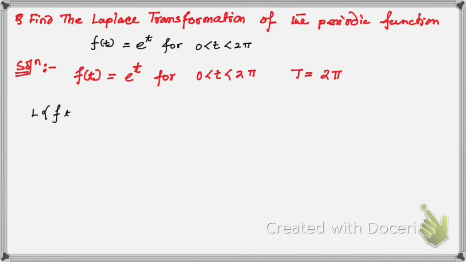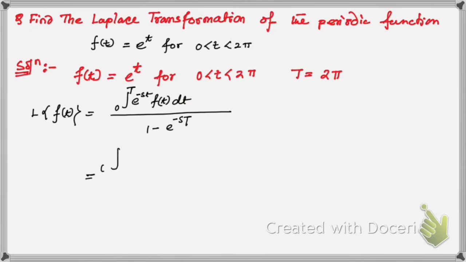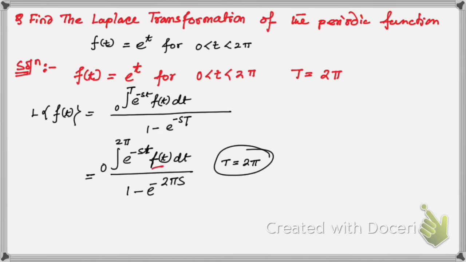So for the Laplace transformation of a periodic function, we know the formula: the integral from 0 to capital T, which is the period, of e to the power minus s t f of t dt, divided by 1 minus e to the power minus s capital T. T is the period. If you put in the period and the function, we're going to get this result. Okay, e to the power minus 2 pi s, right? We have put the period T equal to 2 pi here.